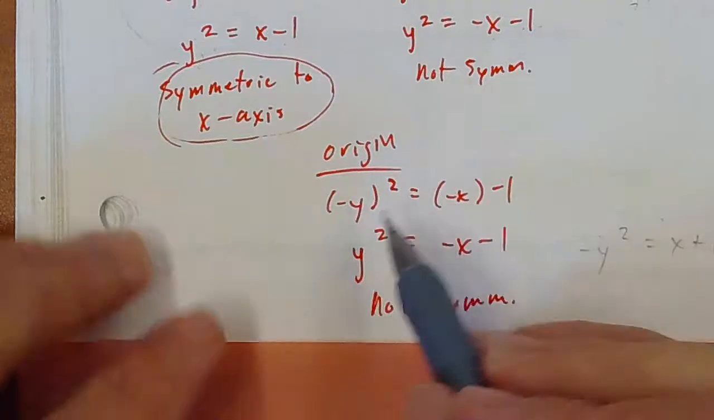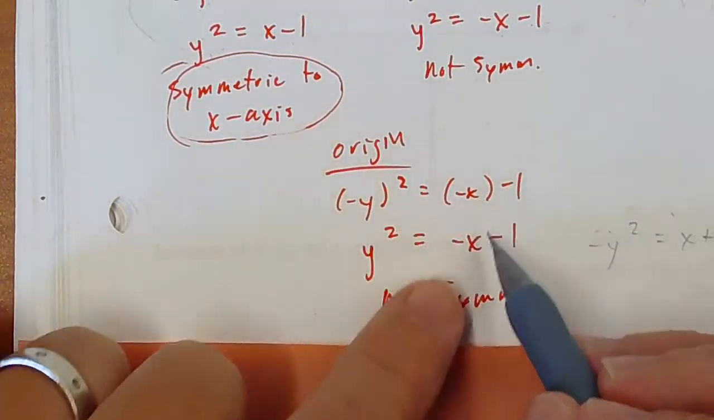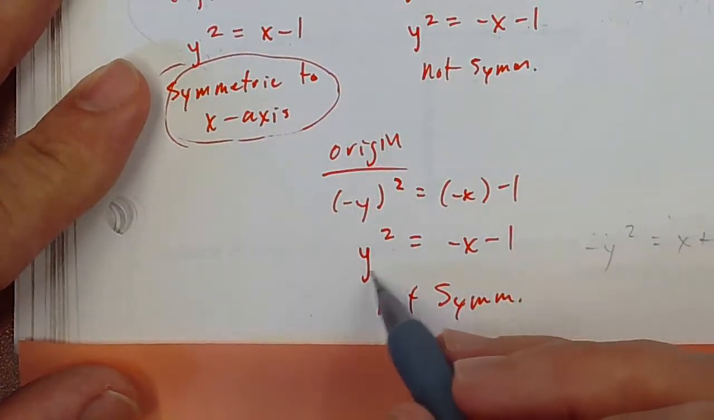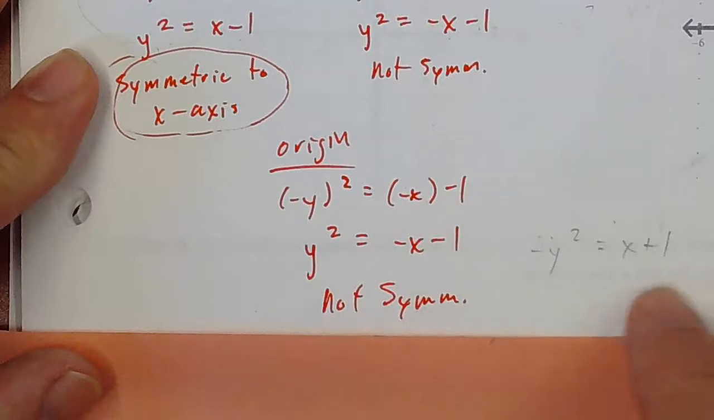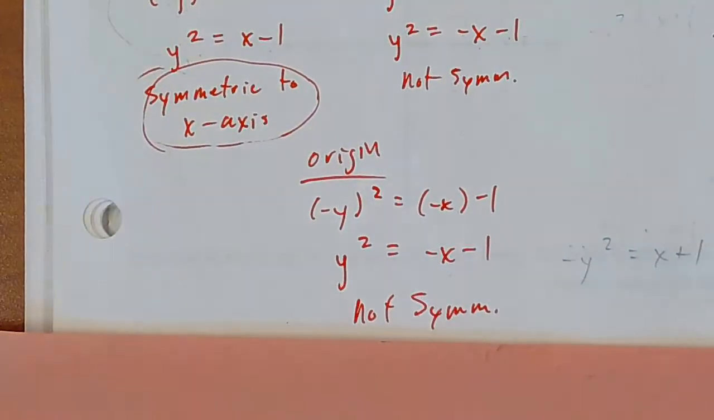In the origin, okay, combination of the two, this gives me positive y squared. So again, it's not the same. If you wanted to peek at what it looks like to divide or multiply by negative 1, it doesn't match up. So it only works for x-axis symmetry.